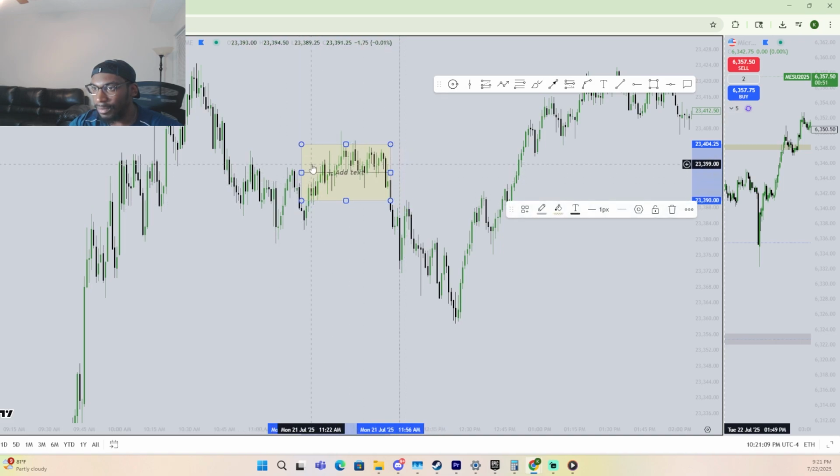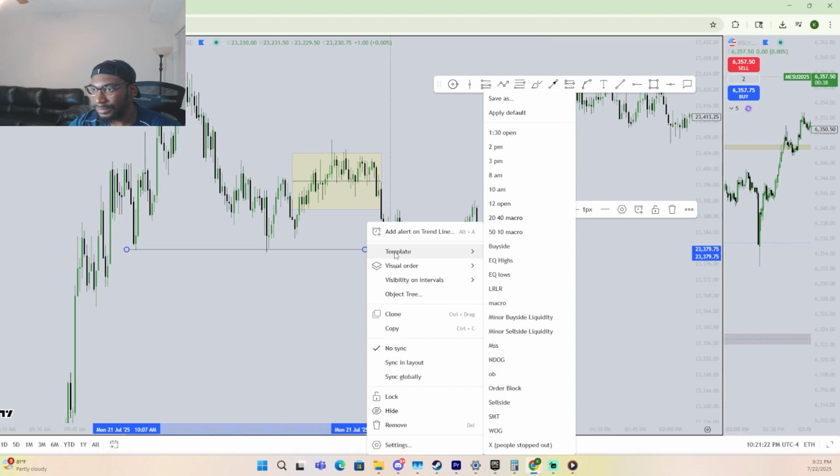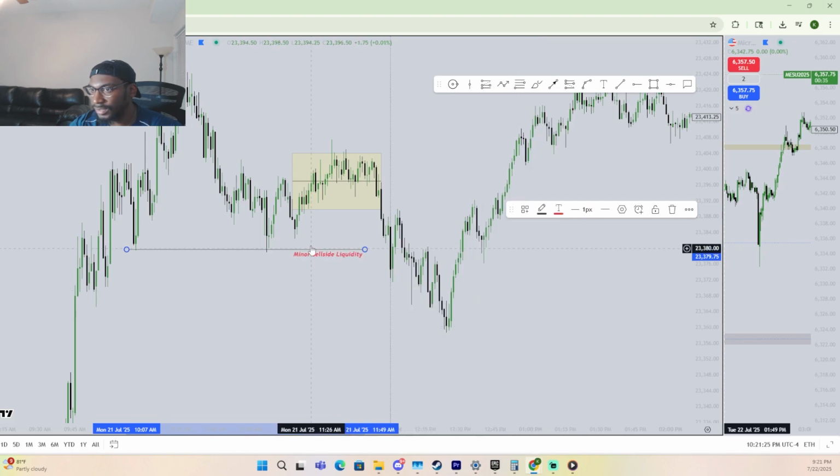Accumulation. All this just generating buy side. Just generate buy side. All this just stacked highs. We come down. We drop down. We took out sell side. I mean, we can keep marking it out right here. Boom. Sell side has been taken.